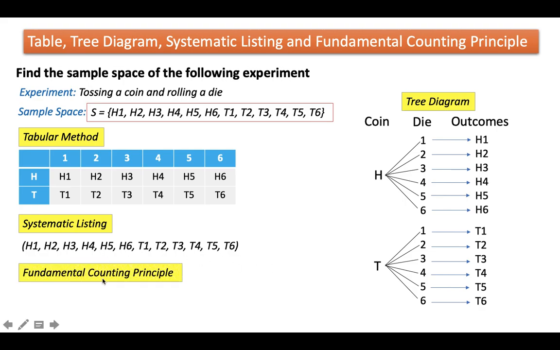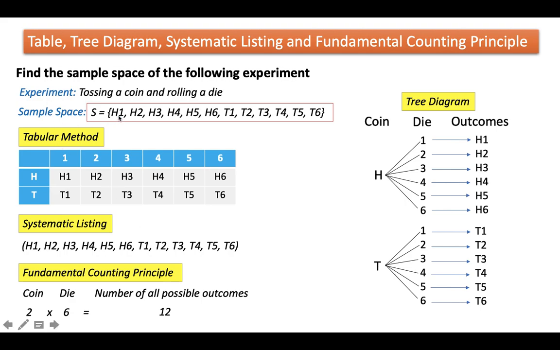And lastly, the fundamental counting principle, wherein you will just write the two events, the tossing of a coin and rolling of a die. In tossing of a coin, the sample space is 2, the heads and tails. In rolling a die, the sample space is 6, that is the numbers or the faces of a cube or a die, which is numbers 1 to 6. Now, to get the number of all possible outcomes, just simply multiply them, and that is 12. And this 12 is the number of all possible outcomes of our sample space.